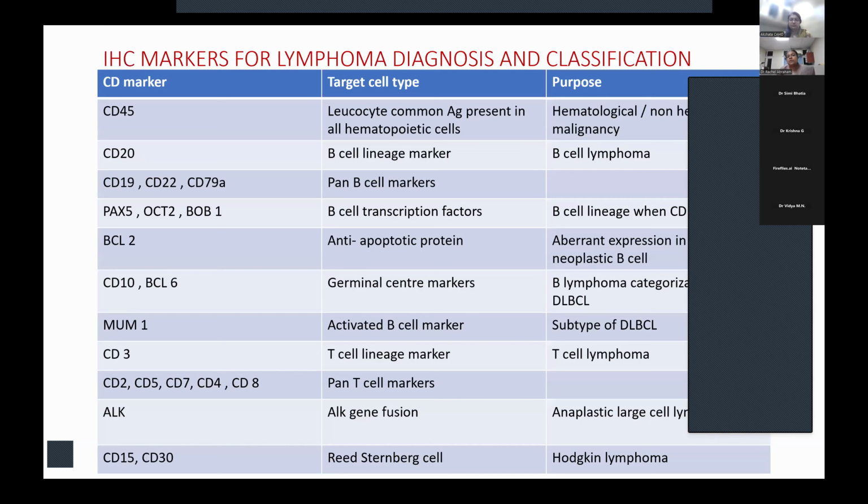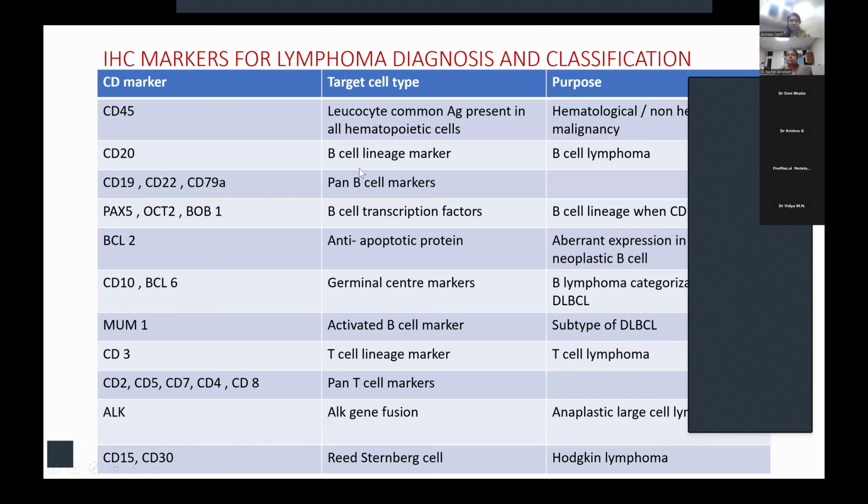Now, coming on to the IHC markers for lymphoma diagnosis and classification, this is a very vast topic, but I'll just try to give an overview of the common markers which we use. First, we have the CD45. That is the leukocyte common antigen, which is present in all hematopoietic cells. Basic purpose is to differentiate between a hematological and a non-hematological malignancy.